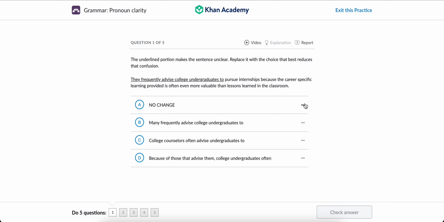So obviously A has to be wrong. We need to provide at least some specificity. Even though we're trying to get a concise answer, which is what the SAT loves, we need to find an answer that is specific as well as succinct. So, many frequently advise college undergraduates. Who is many? What is many? So we can just cross that out.